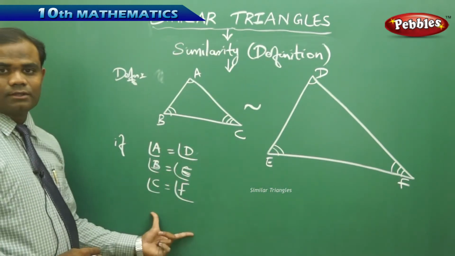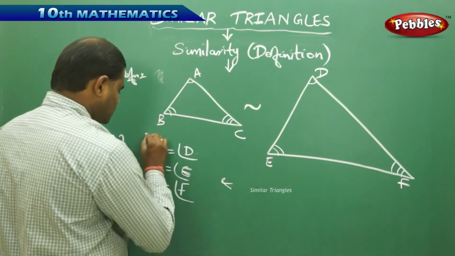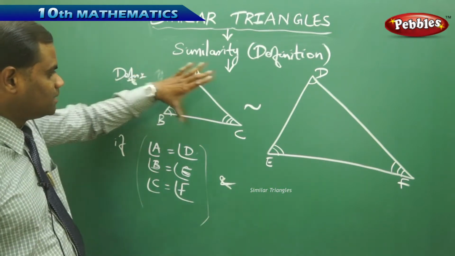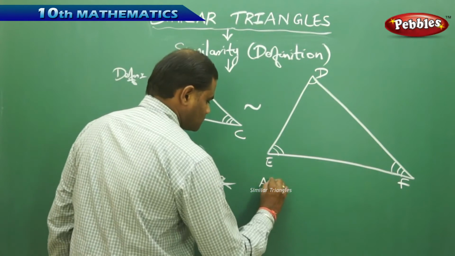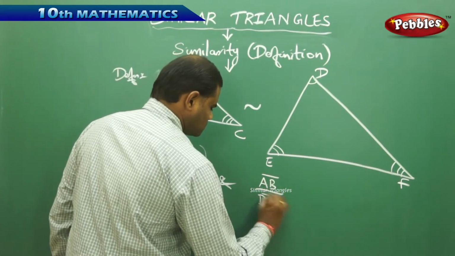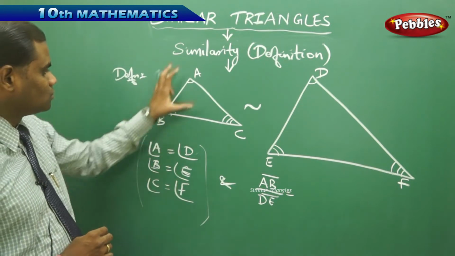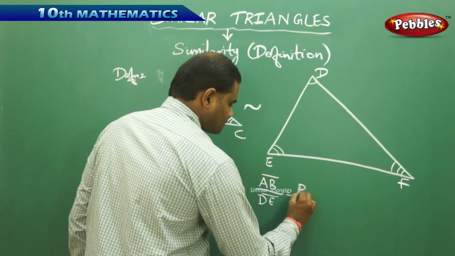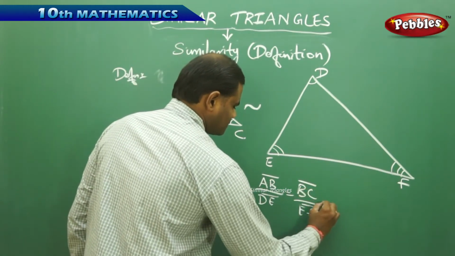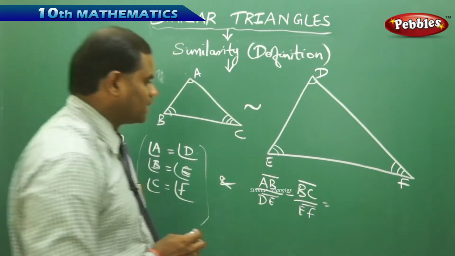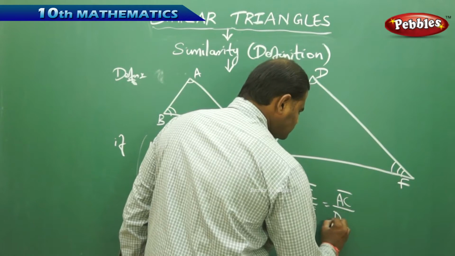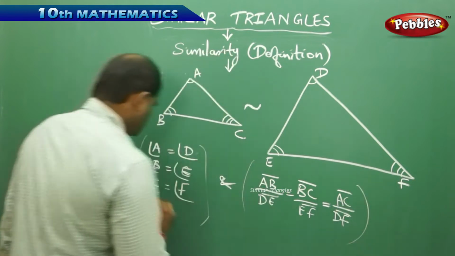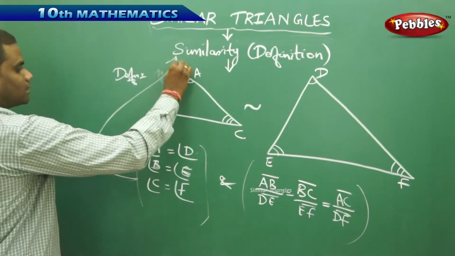This is one property of similarity, and the second property is that the corresponding sides must be in the same ratio, that is AB by DE must be equal to AC by DF or BC by EF, and then which is equal to AC by DF. These are the two properties which make the similarity of two triangles.